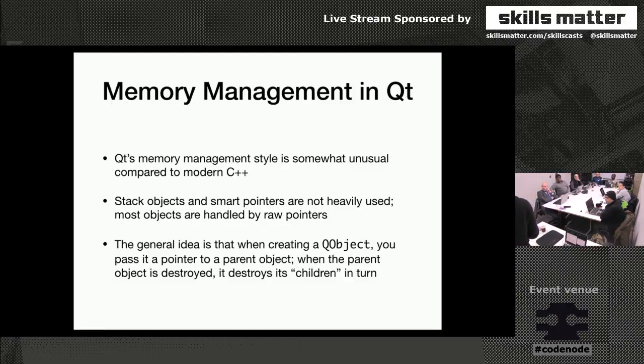When you create a QObject, just about every QObject constructor has an optional parent field. What happens is, when you create it, you just call new, let's say new QButton, and you pass it a pointer to its parent. And then that parent takes ownership of the thing you've given it. And when you delete the parent, it'll call delete on the child.